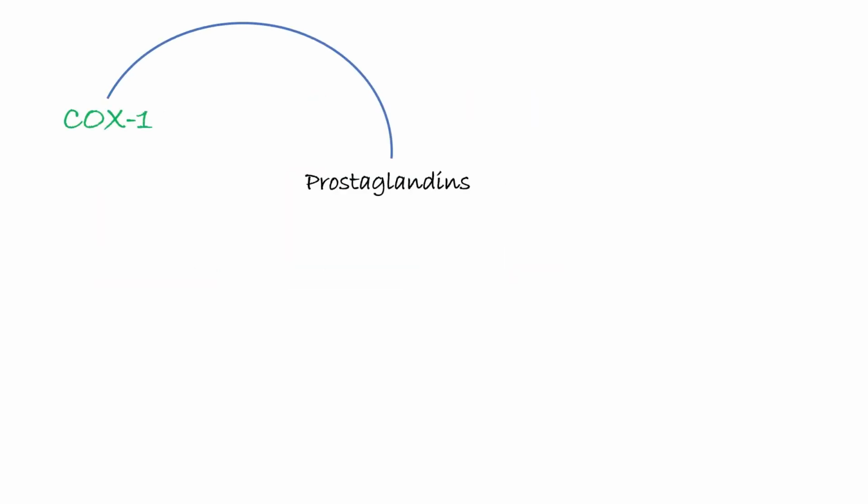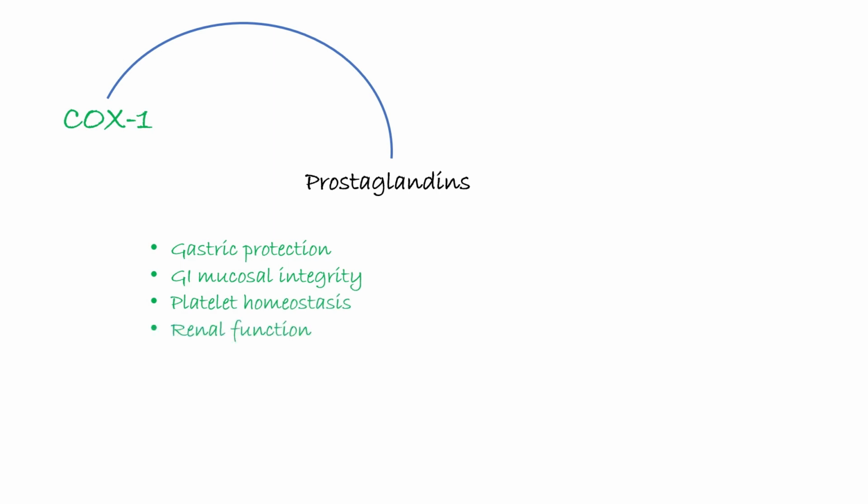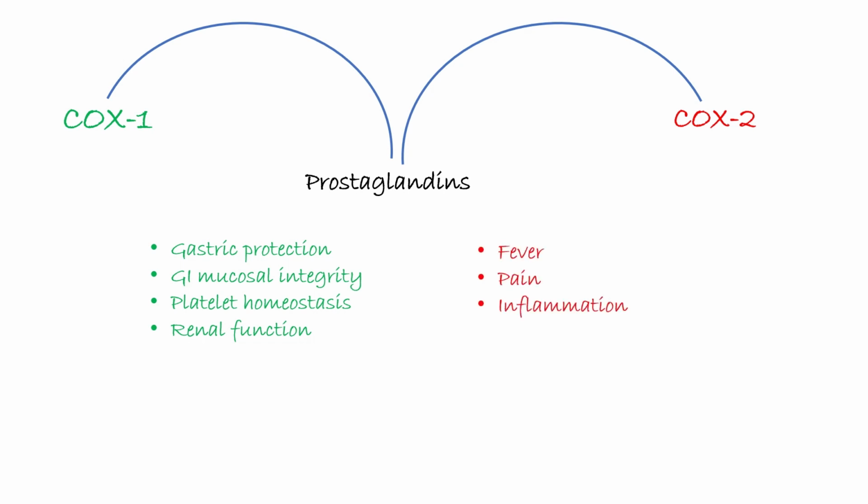COX-1 produces prostaglandin, an important inflammatory mediator that serves in gastric protection and regulates physiologic processes such as GI mucosal integrity, platelet homeostasis, and renal function. COX-2 also produces prostaglandin that is involved in fever, pain, and inflammation. Okay, that's pretty tricky, right? But what do NSAIDs do in the act?